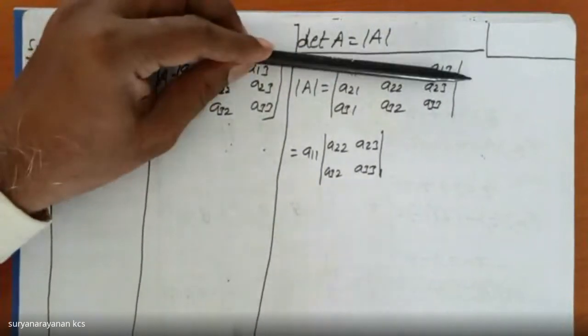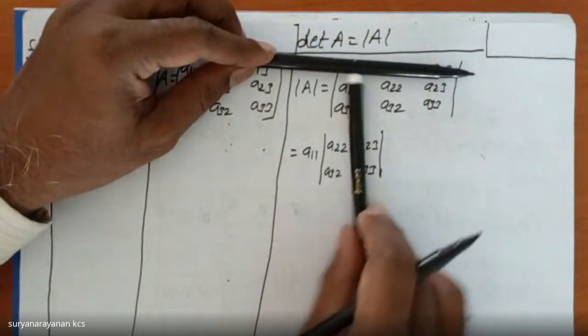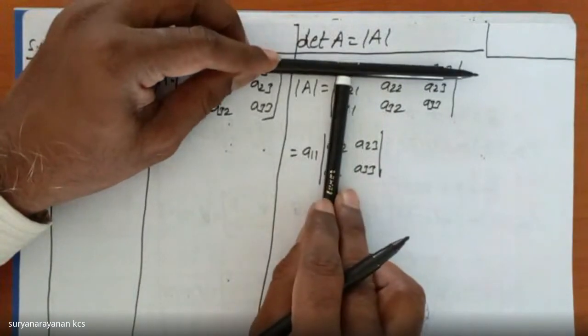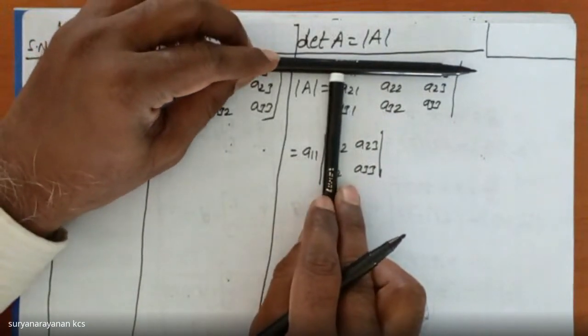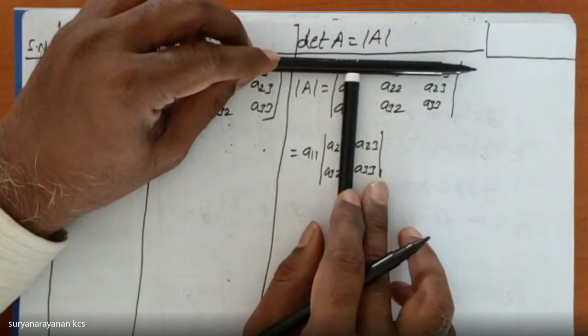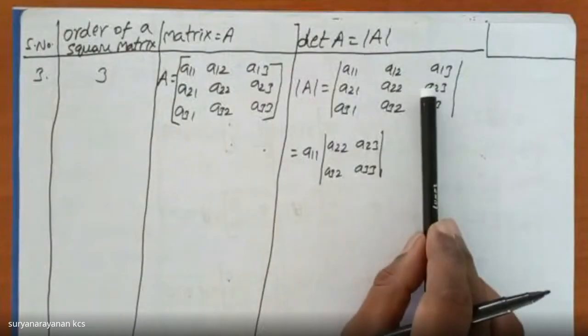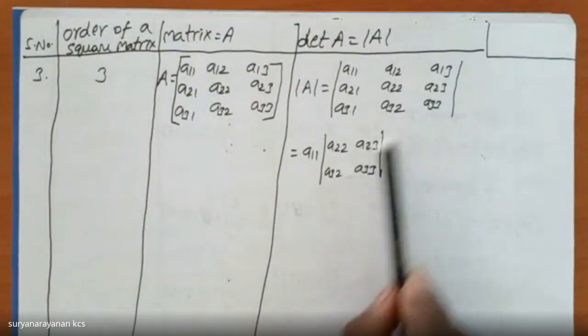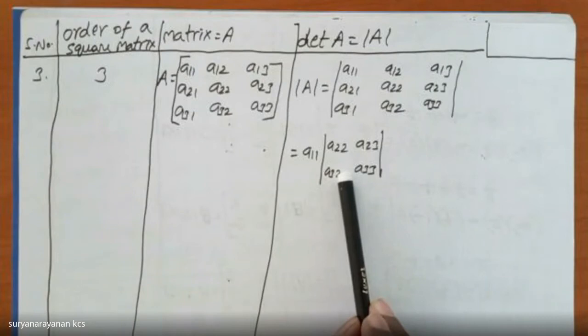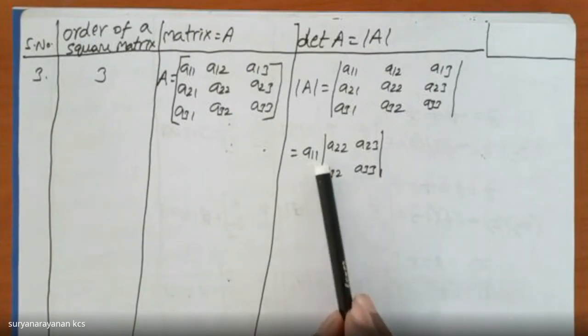Close the first row and first column. Then what are the four elements you observe here? A22, A23, A32 and A33, sir. Just copy and paste here. Copy the same and paste here. Okay, this is the first term.